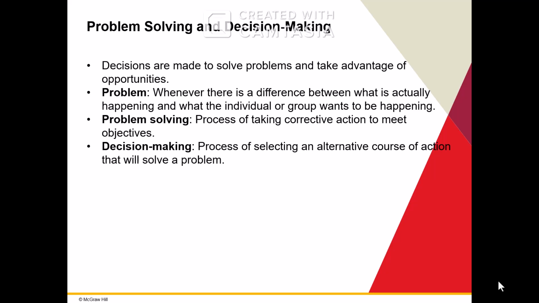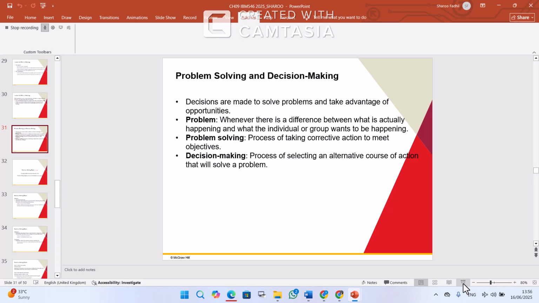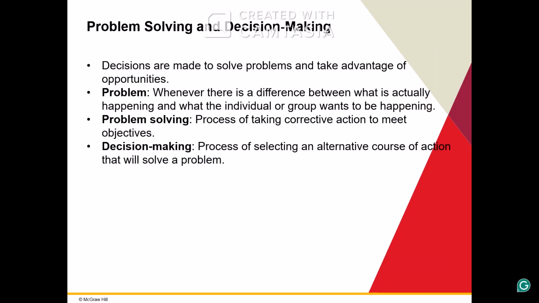Now we have problem solving and decision making. Decisions are made to solve problems and take advantage of opportunities. Of course, we know that decisions tend to happen in order to solve problems. So, decisions are made to solve problems and take advantage of opportunities.